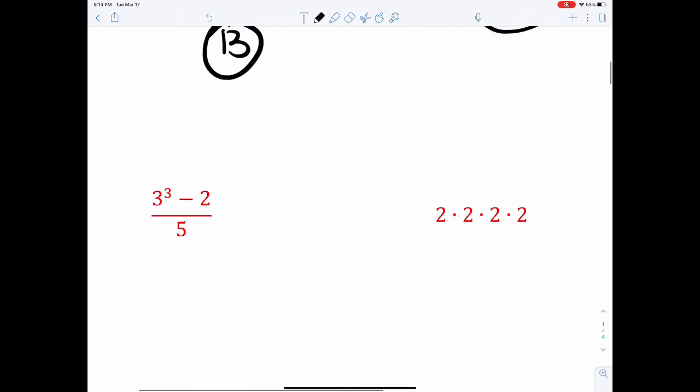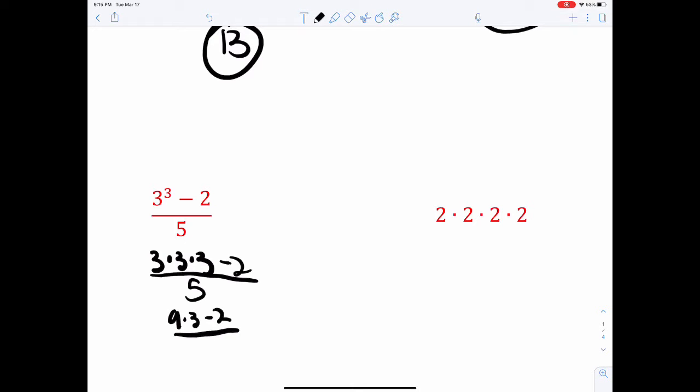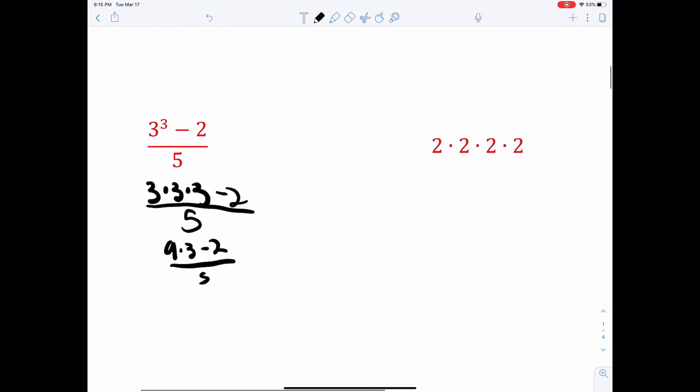Alright, let's look right here. 3 cubed minus 2. So 3 cubed is 3 times 3 times 3. And then just copy everything else down. So 3 times 3 times 3 is going to be 9 times 3 minus 2 over 5. And then we'll get 9 times 3 is 27 minus 2 over 5. That just equals 25 over 5, and that equals 5.